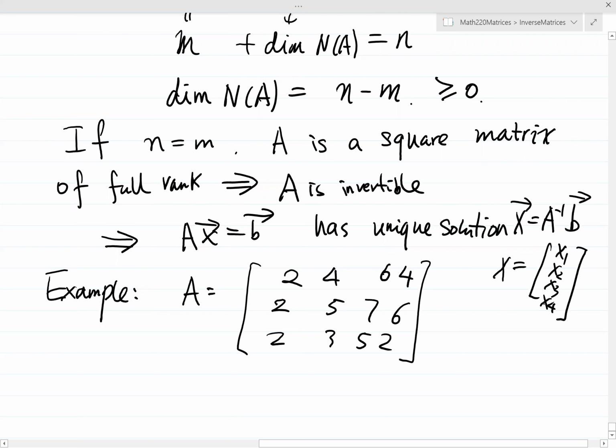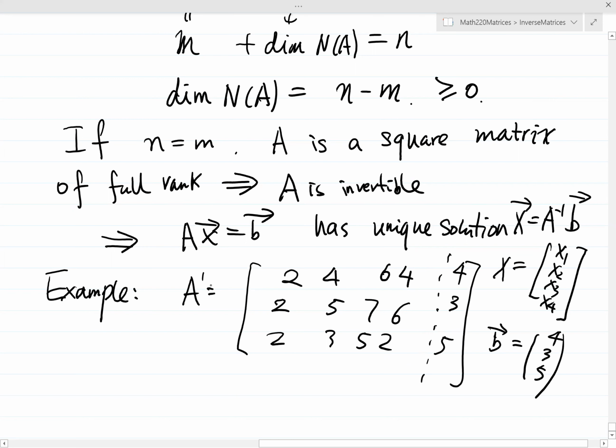So then we have 3 rows. If you write it as an augmented matrix, the vector B is 4, 3, 5. If you write the augmented matrix, you have to add this column here. So you get the augmented matrix: A and this B, put B here. This matrix.